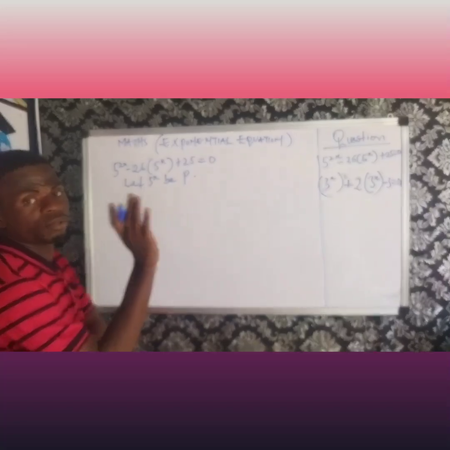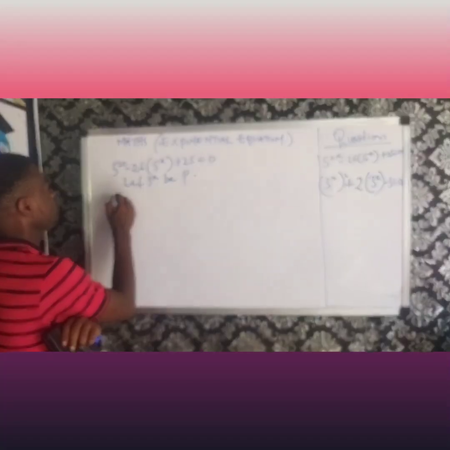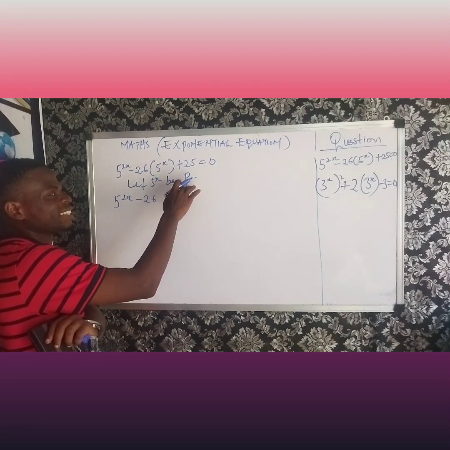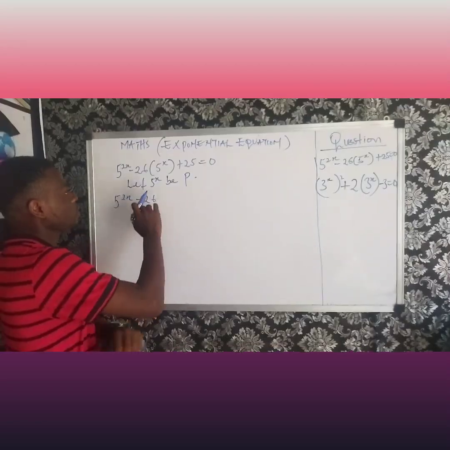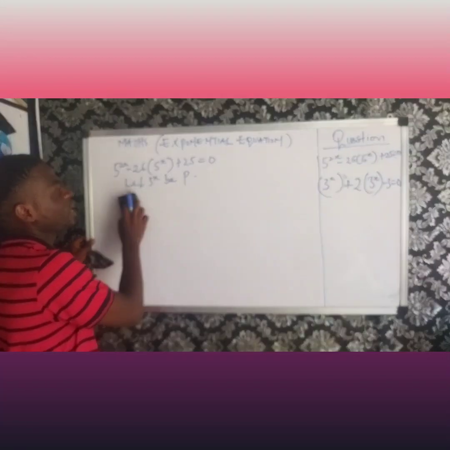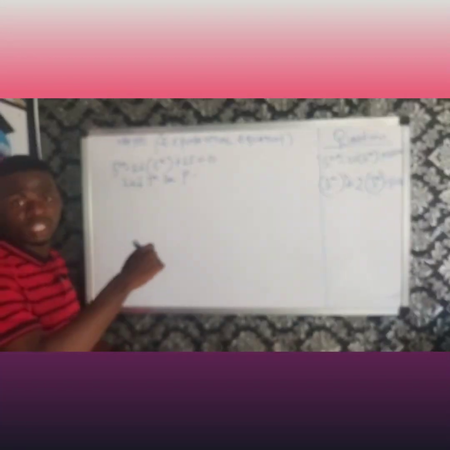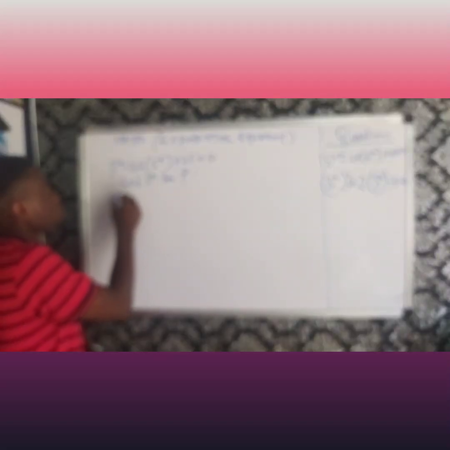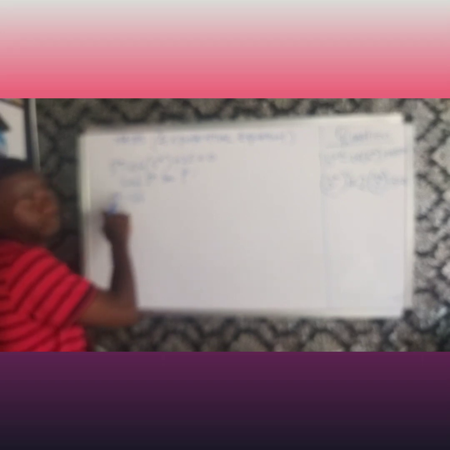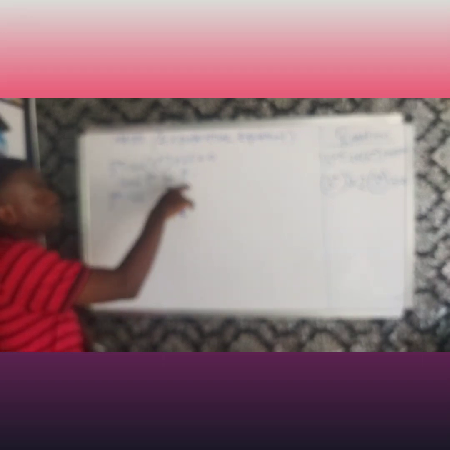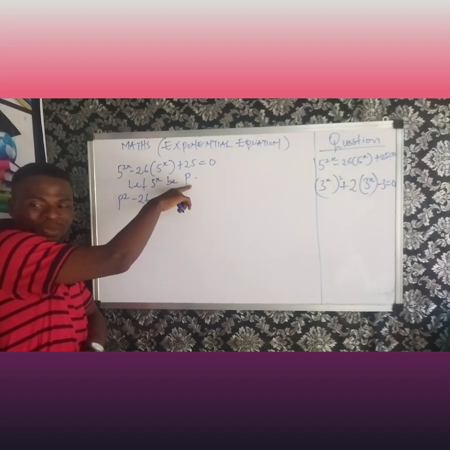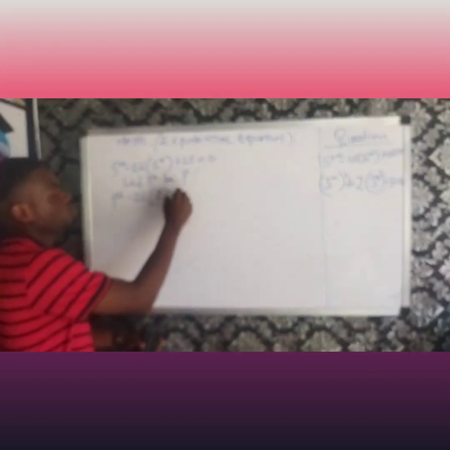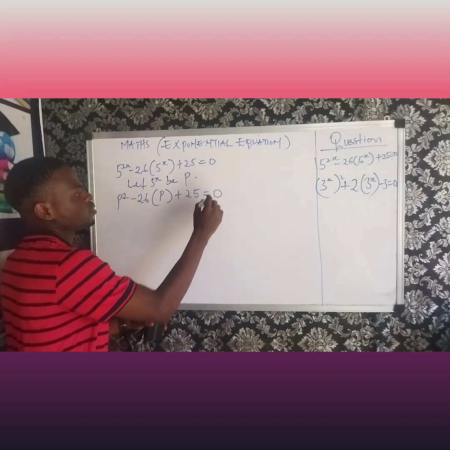Now take a look at it. We say 5 power 2x minus 26. This p has been substituted for 5 power x, so this is 5 power 2x here. It becomes p square minus 26. This 5 power x we have substituted with p. Are you getting it? So we now write p plus 25 equals 0.